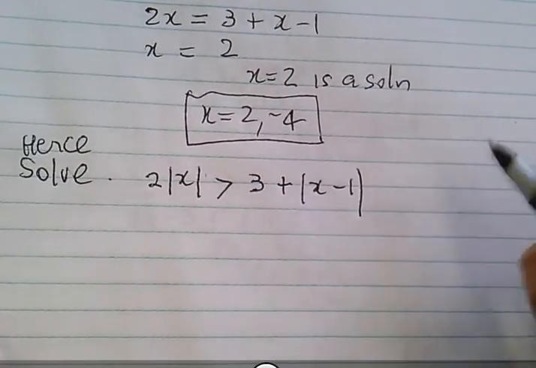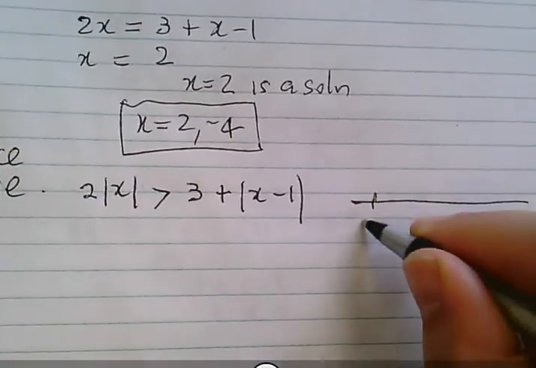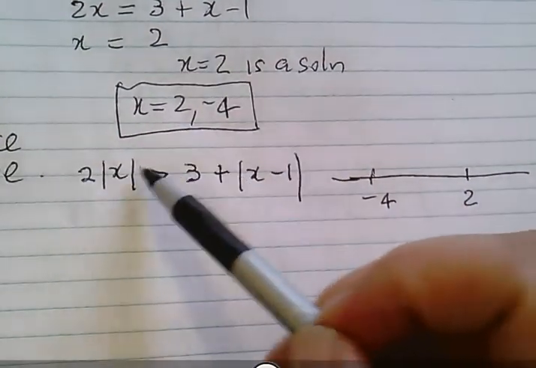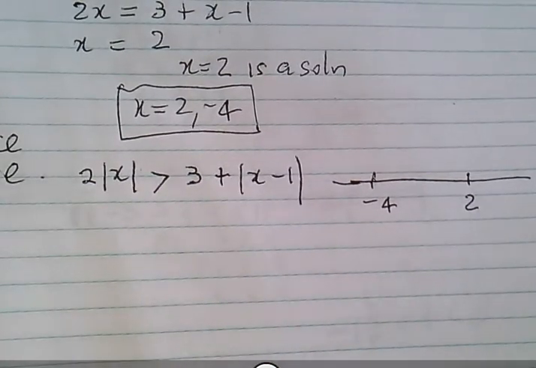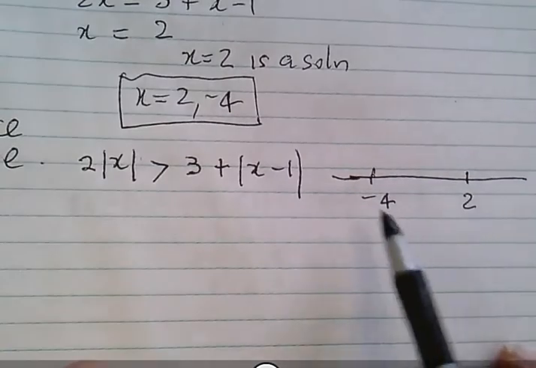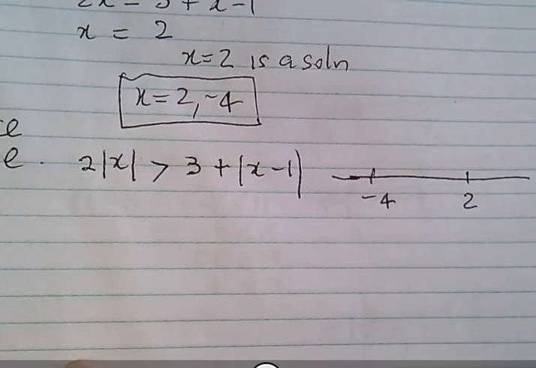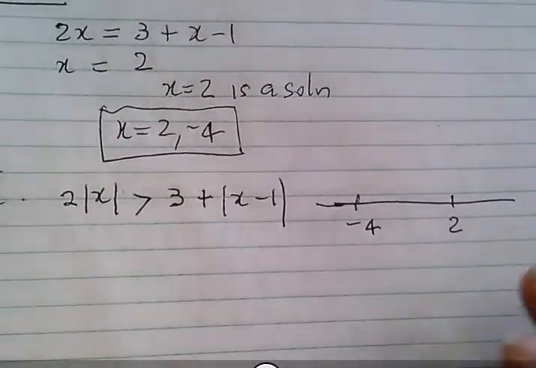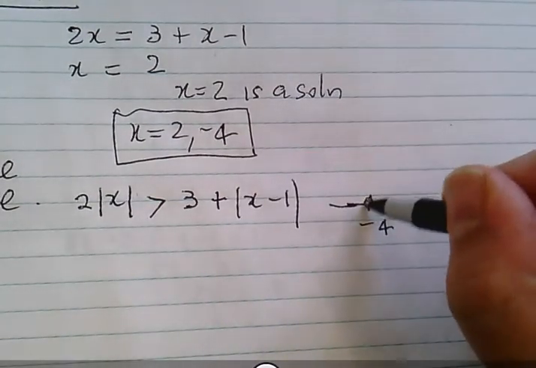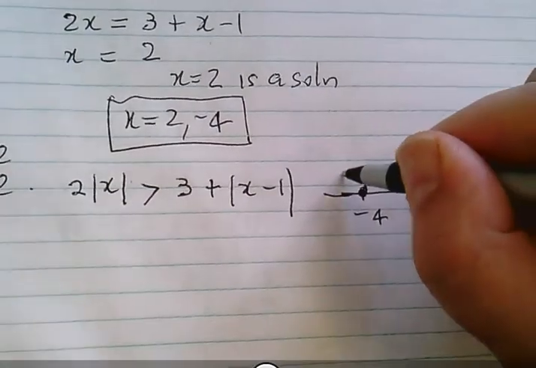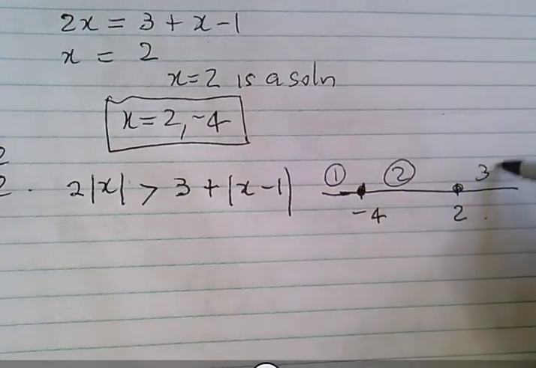We know when it's equal, my solutions are negative 4 and 2. You know how we just did the equal scenario? My solutions were negative 4 and 2. So I have to test 3 regions now to see where the inequality solution lies. I've got the solution for equals, but if this was an inequality, for example, greater than, I now want to see where my solution lies. So I'm going to go region 1, region 2, region 3, and I'm just going to test.